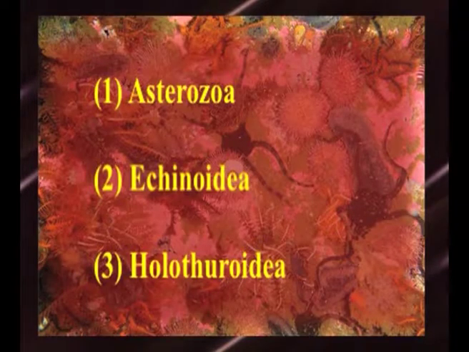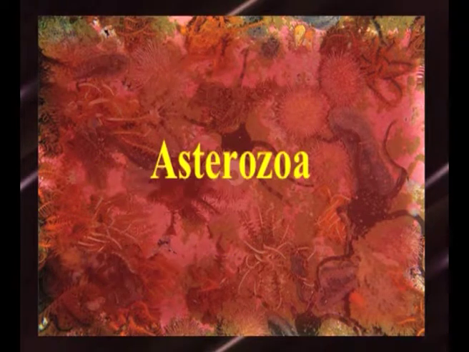The Echinozoa possess no fixing organs and are able to move about freely. This group is divided into three classes: number 1, Asterozoa; number 2, Echinoidea; and number 3, Ophiuroidea. Coming to the first class, that is the Asterozoa.